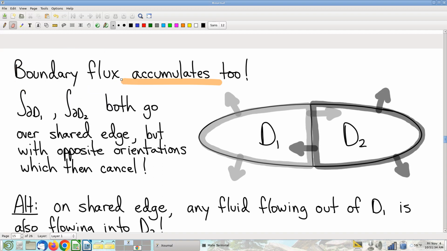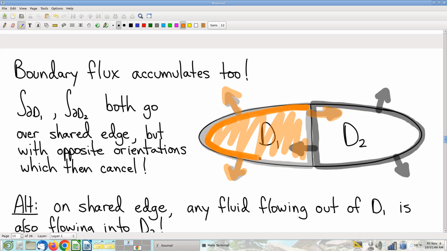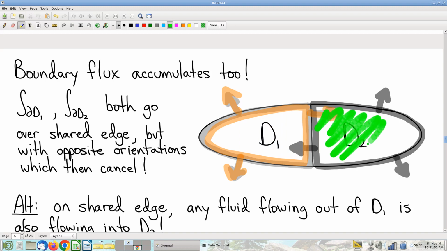It's an accumulating quantity because if you look at the left piece of this area and look at its outward-oriented boundary flux, there you go, outward-oriented boundary flux for the left piece. And then if you look at the right piece, look at its outward-oriented boundary flux. Now again, outward, I emphasize there, through the boundary of that right piece.